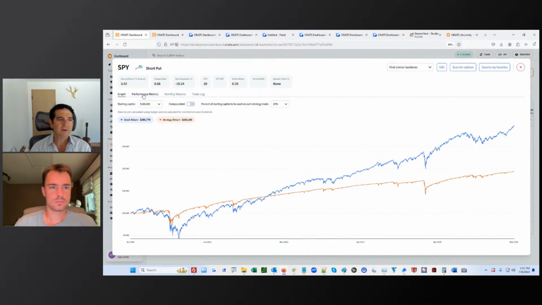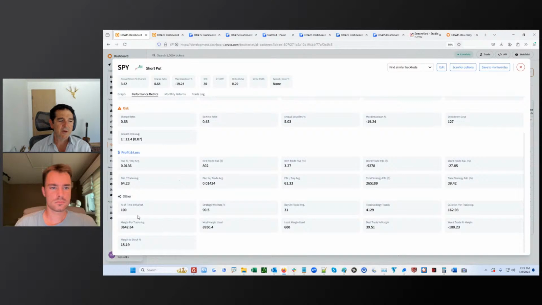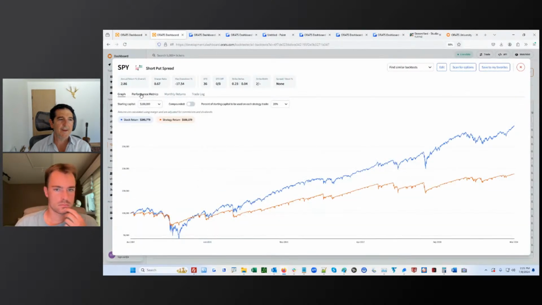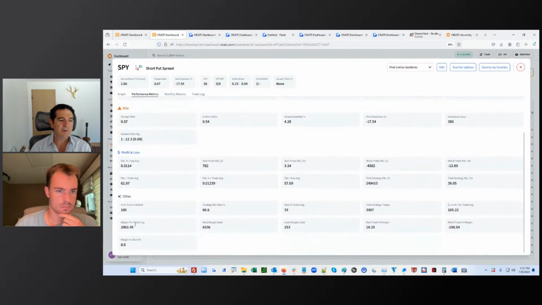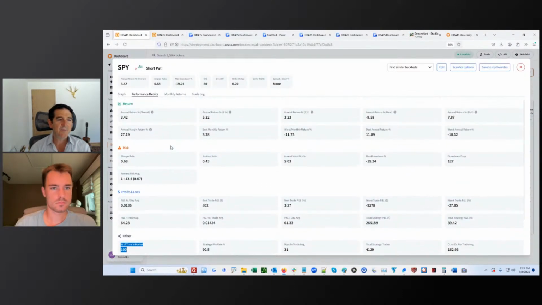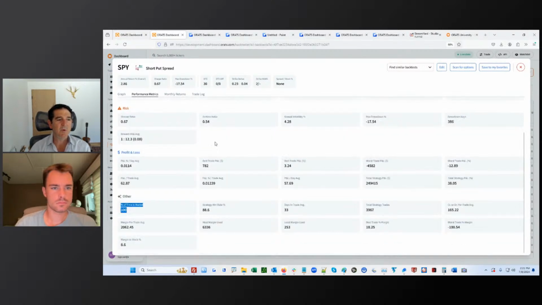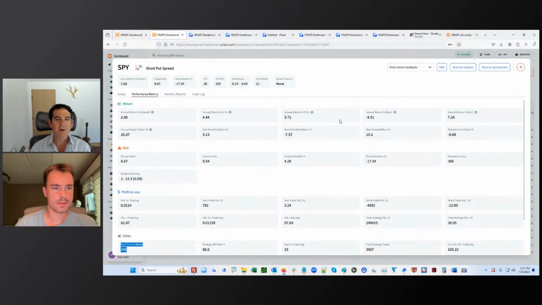So let's look at some more performance metrics. So 100% of the time for the short put, that's great. And then the short put spread, 100% of the time. So they're both in the market the whole time. Win rate 88.6, win rate 90.5. No great shakes there. So what are we going to look at, Tyler? What do you think is important to you to compare these two different strategies?